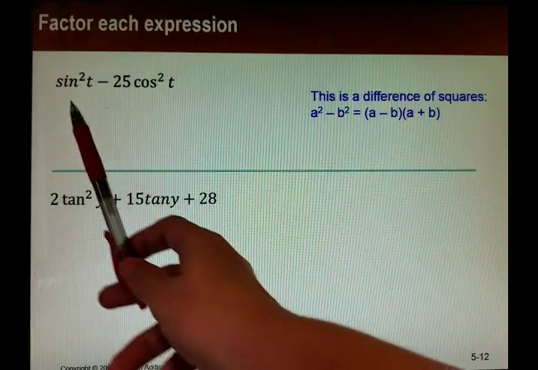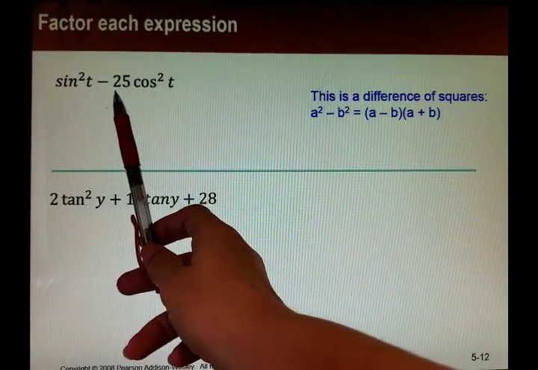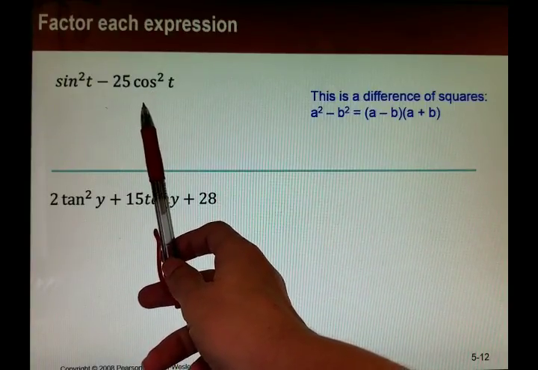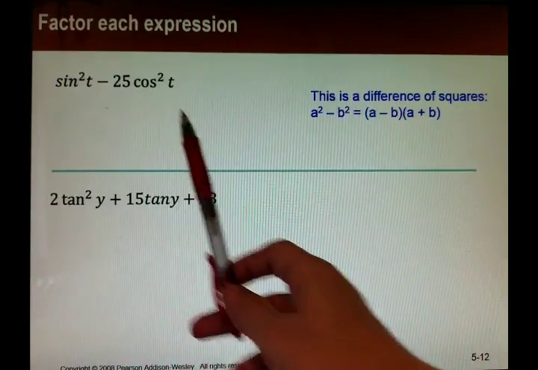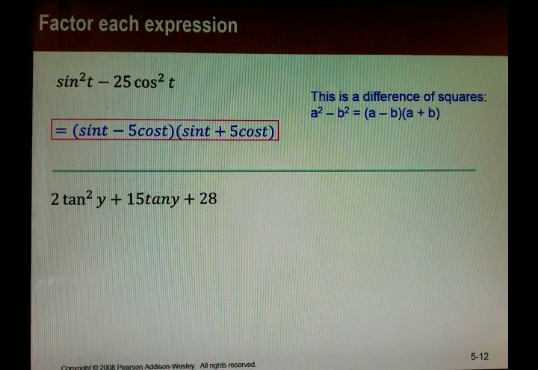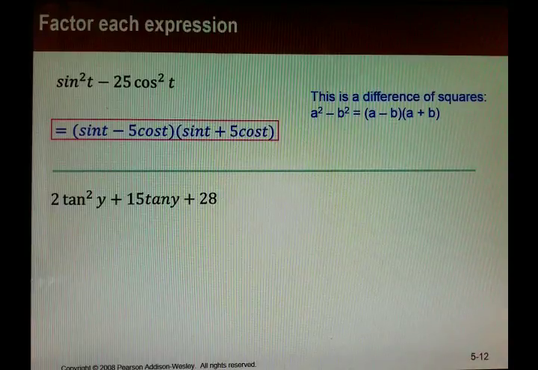The a would be equal to sine of t. My b is going to be 5 times the cosine of t. Because see, 5 cosine t times 5 cosine t would be 25 cosine squared. So you literally just substitute in for each one of those. So again, that a was the sine of t, the b was 5 cosine of t, and we're just plugging into our difference of squares.